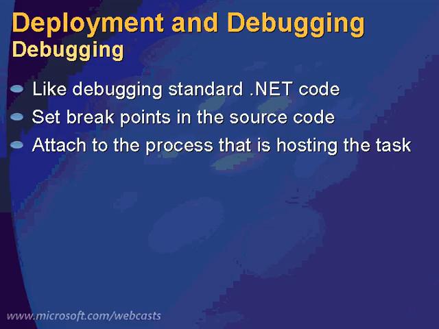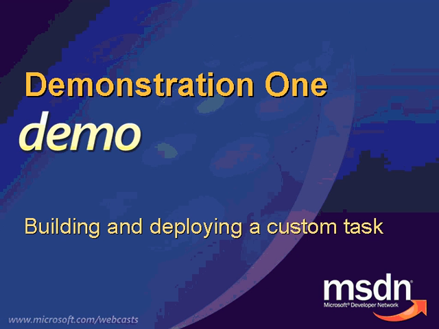And debugging is done the same way as debugging standard code. So if you're already familiar with using Visual Studio to debug code that you created, it works the same way. You basically set some breakpoints in the source code, attach to the process that's hosting the task, and then run the project. And it should pick right up. So without delay, let's just go right into that demo, Jesus.